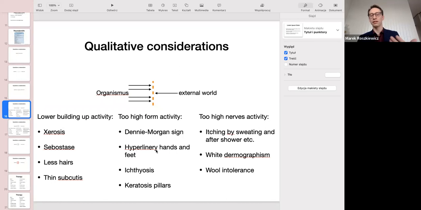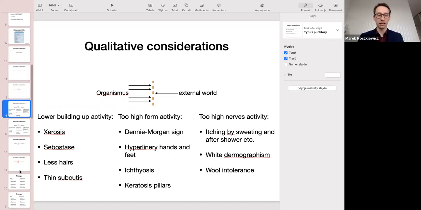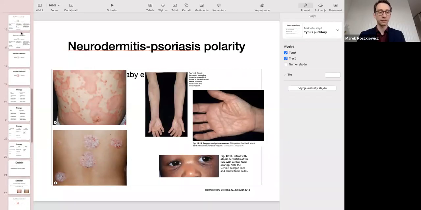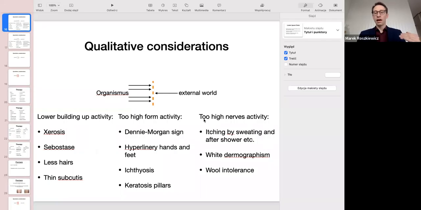Another example, hyperlinear hands and feet. Also in this picture, we can see that there is too much form. So this extra human activity is coming in and forming too much. This is also a typical localization for atopic dermatitis.